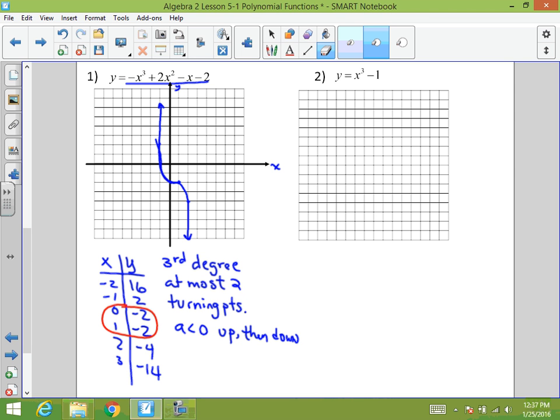So if I was to add this graph to my calculator, I would just add negative x to the third power plus 2x squared minus x minus 2. If I graph that, then if I want to figure out where my turning points are, it looks like 0 for x is one of my turning points. So that's only obvious. But I need to know what the y value is for that. So I'm going to calculate it.